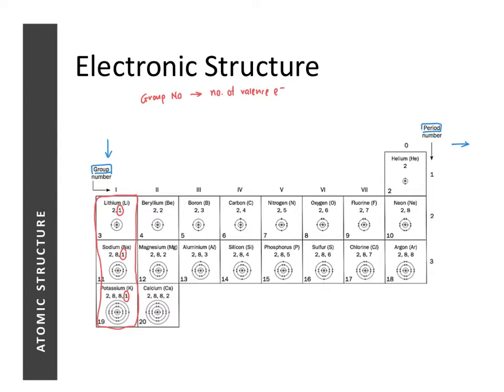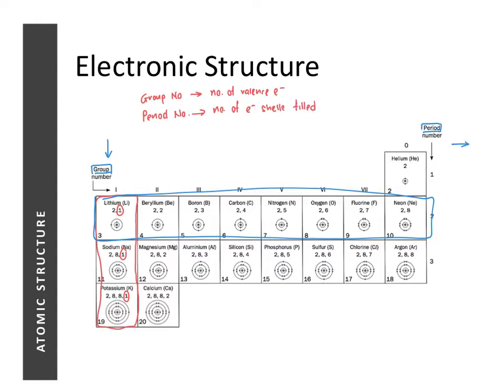How about period? If you compare the elements from lithium all the way to neon, what is one similarity in the electronic structure? You will find that they all have 2 occupied electron shells. And if you look at elements in period 3, you will find that all the atoms have 3 occupied electron shells. So essentially your period number tells us the number of electron shells that are filled.